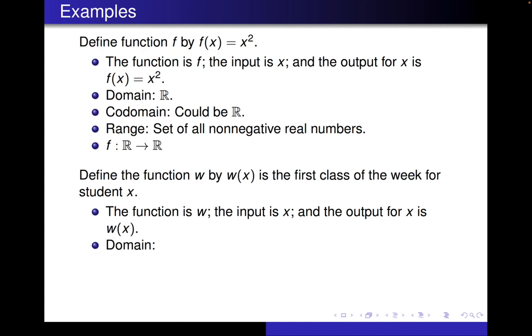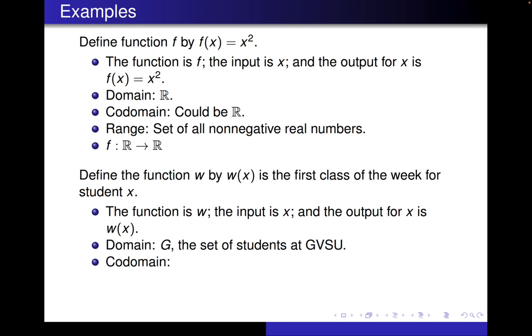So what is your domain? Well, it's not clear. I know the domain is going to consist of students, consist of people, right? But I'm just going to restrict the domain to just the students at GVSU because they're the ones I'm really worried about their first class of the week for some reason, right? But again, that's not the only one I could have for that particular formula, but that's the one I'm telling you, that's the domain. Those are the only acceptable inputs for this function.